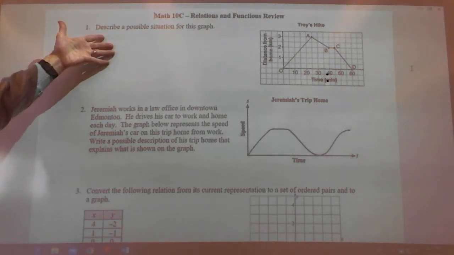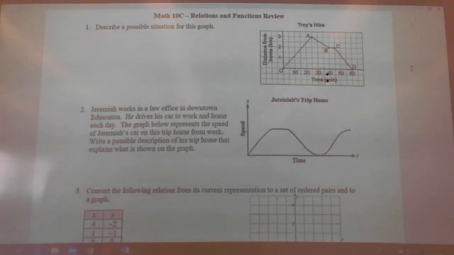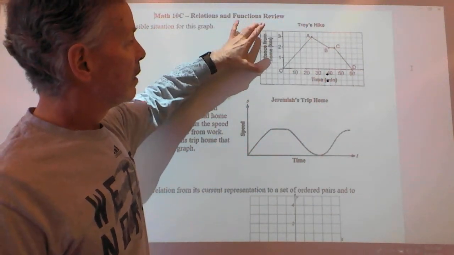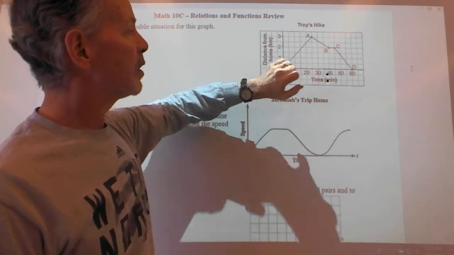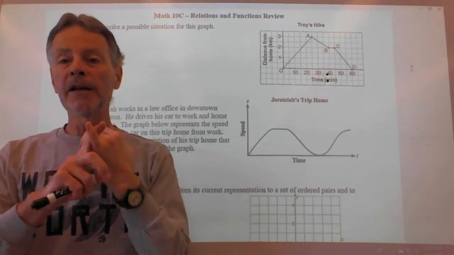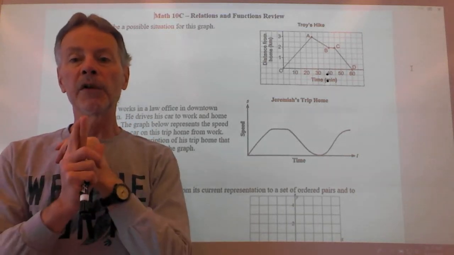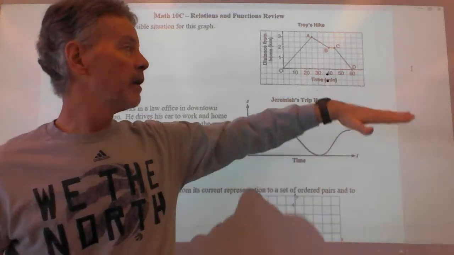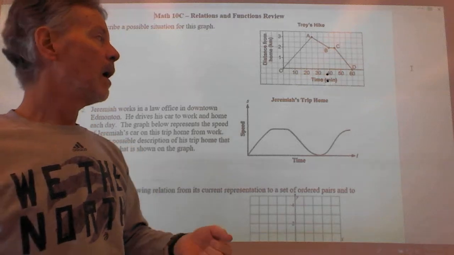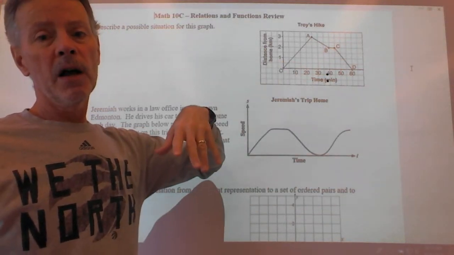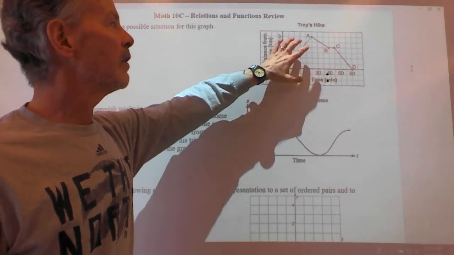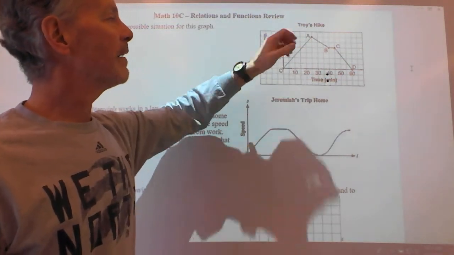So for instance, this one says, describe a possible situation. Well, in order to do that, look at the title. Look at the vertical axis label, look at the horizontal axis label. Remember, if you have time as one of your variables, it's always on the independent or horizontal axis. Always, always, always. Okay? I've marked a couple of your assignments so far, and some of you made that mistake. But anyways, take a look at the graph, title, labels, and come up with a situation.